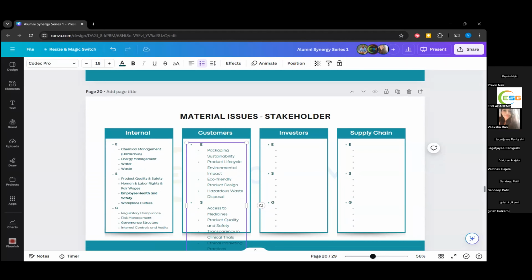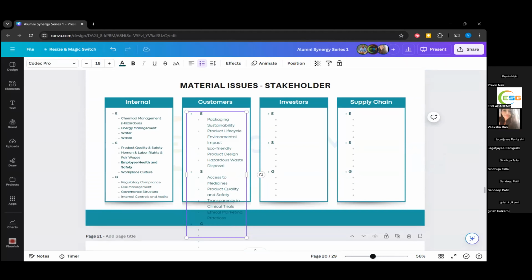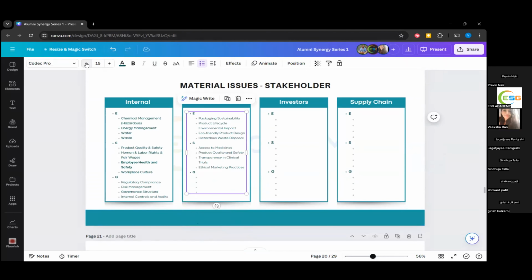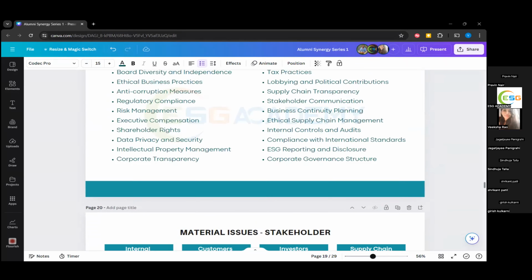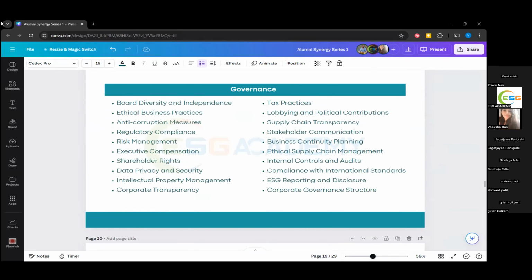So the G, I think public health impact, governance. Okay. Again, data privacy is one of them. So data privacy, first one. And then there are certain customer-centric governance practices that we go to. Governance position.